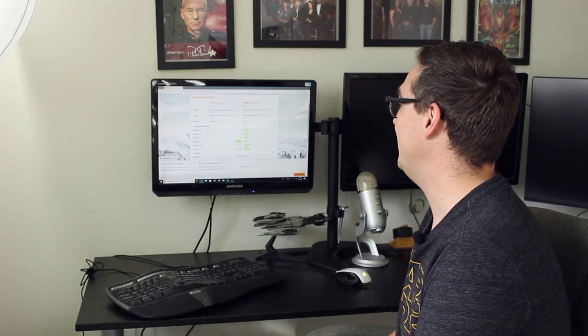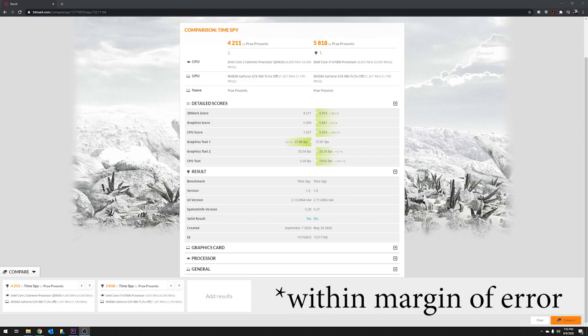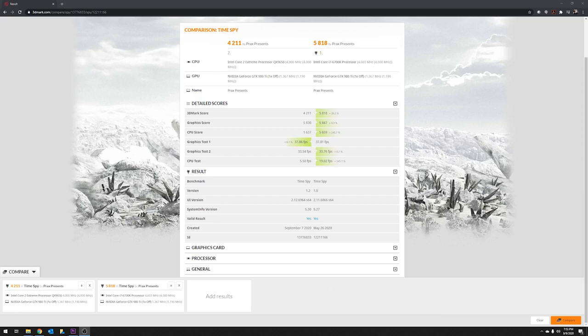So if we look at the results, we can actually see the graphics score with the 6700K. The graphics score is only 0.3% higher. The frames per second is actually, get this, higher by 0.1% for graphics test 1 on Time Spy. If we look at our graphics test 2, the 6700K only scored 0.7% higher than the QX9650. So the CPU test obviously destroyed the QX9650. The CPU test showed a 245.7% higher score than the QX9650.